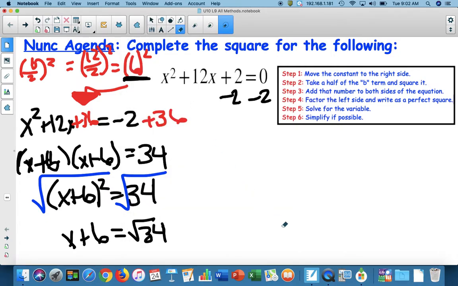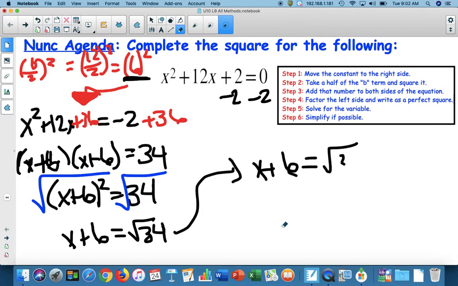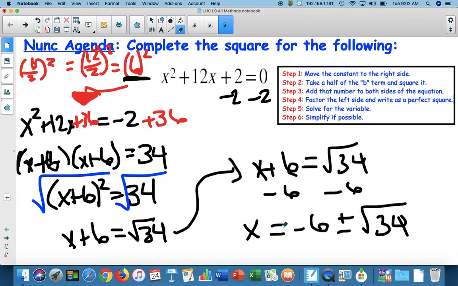So now I just do my last step. I'm going to move this up a little bit. Now I just do my last step. I got x plus 6 equal to 34. Solving for x, so I minus 6 from both sides. And then don't forget that plus minus. This is probably the most important thing you guys remember. That plus minus is very important, so please don't forget that, alright? Alright, so that is our completing the square method.